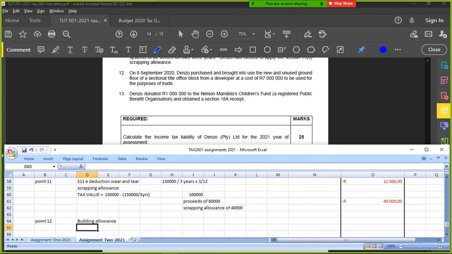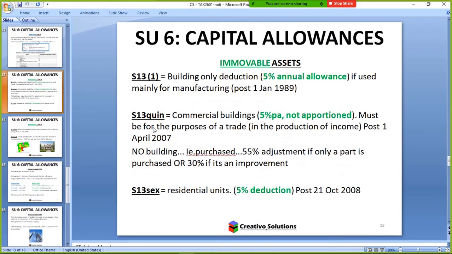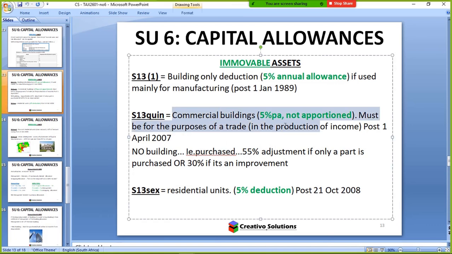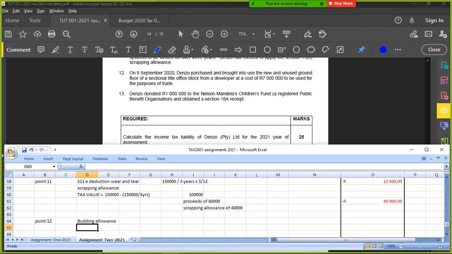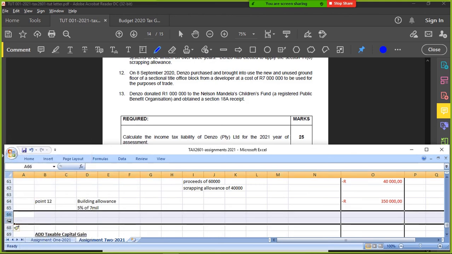Okay, go to your notes for your building allowances, immovable property. Okay, this is for the purposes of a trade. So it's this one, 5%. Do you agree? Yes. Okay, 5% not apportioned. 7 million times 5%, 350,000. Did you get the same thing? Yes. Perfect.